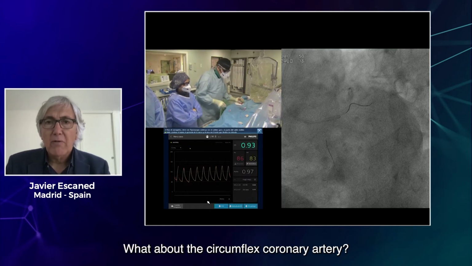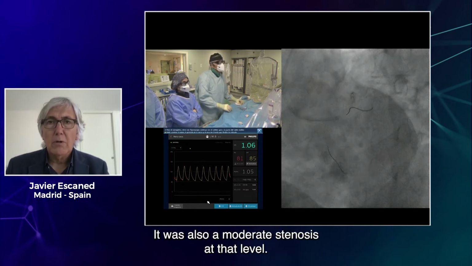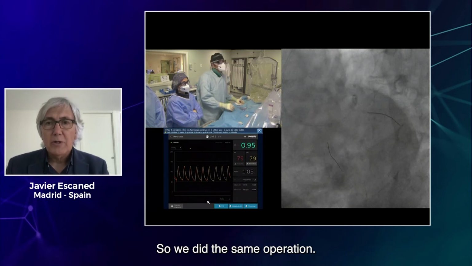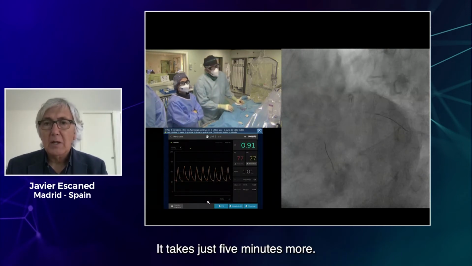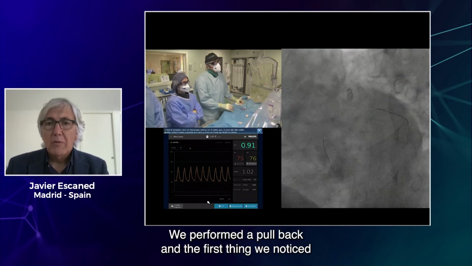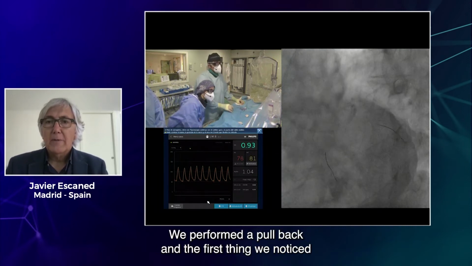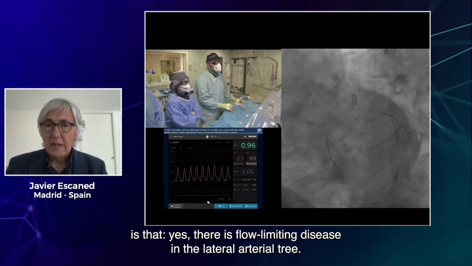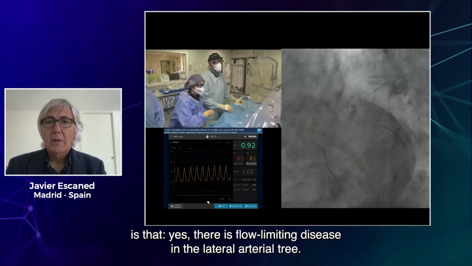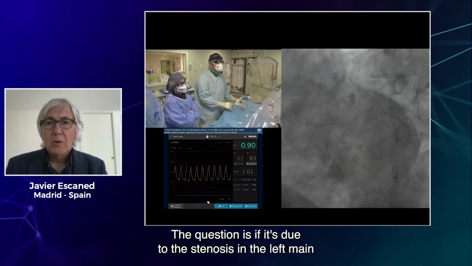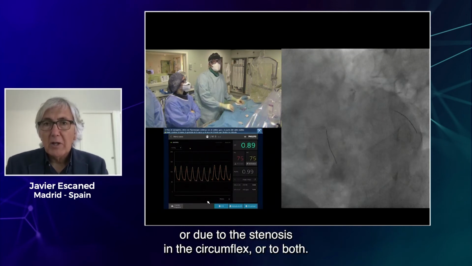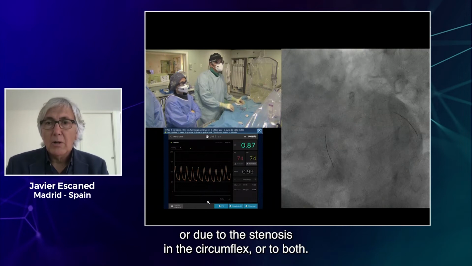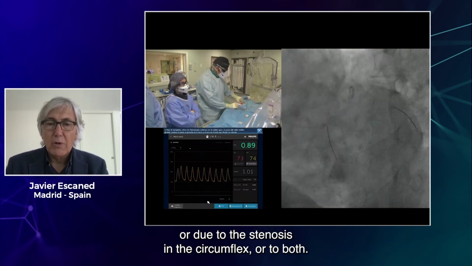What about the circumflex coronary artery? There was also a moderate stenosis at that level. So we do the same operation. We go with the pressure wire before embarking into stenting. It takes just 5 minutes more. We perform a pullback. And first thing we notice is that, yes, there is flow limiting disease in the lateral territory. The question is, is this due to the stenosis in the left main, or is this due to the stenosis in the circumflex, or to both?